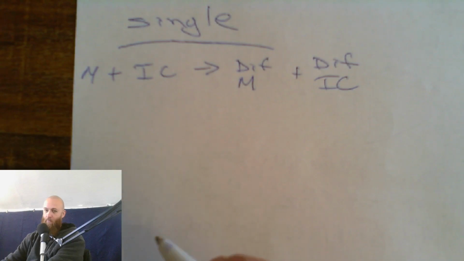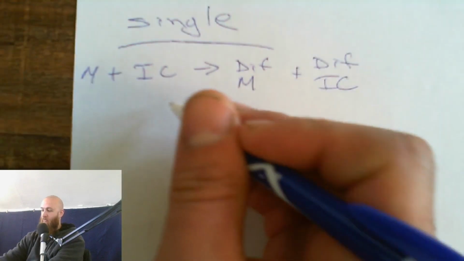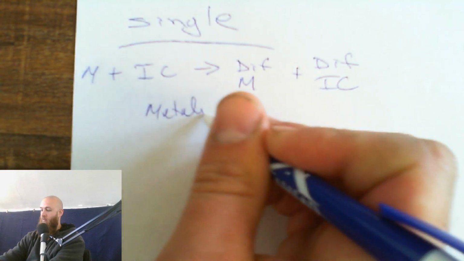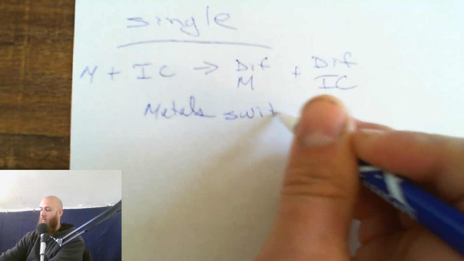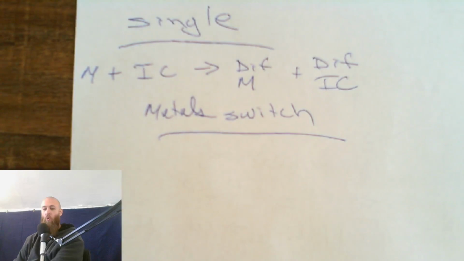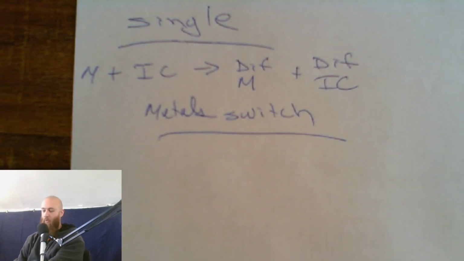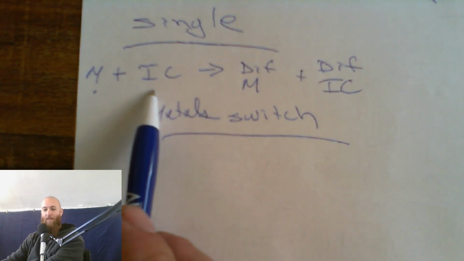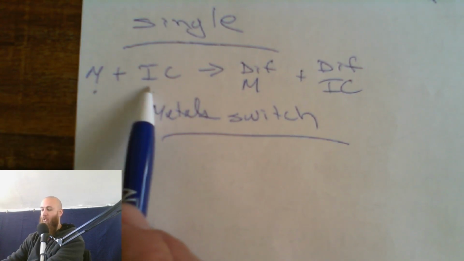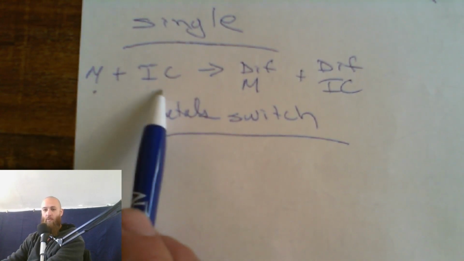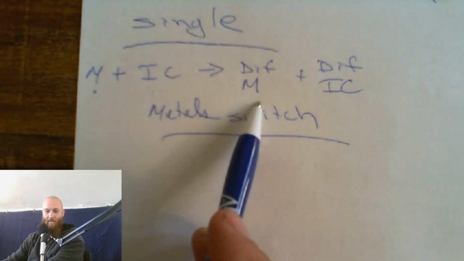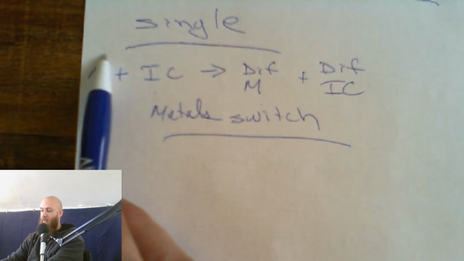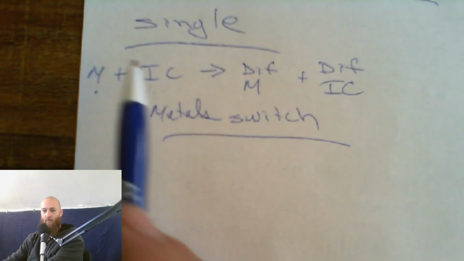Now, there's also another side note here. What I'm going to say is that the metals switch. That's the whole deal here with singles, okay? So you got a metal here, but in every ionic compound, there's also a metal. So the metals are going to switch places. That's why we end up with a different metal by itself and a different ionic compound, because the two metals that were here end up switching places, okay?